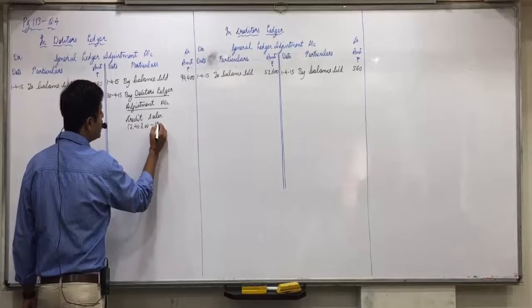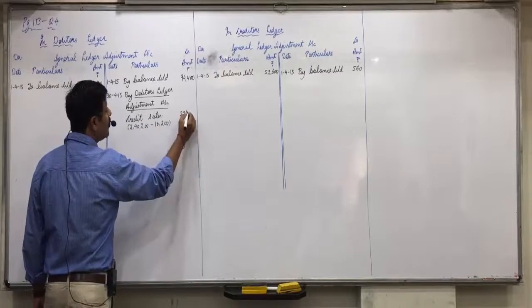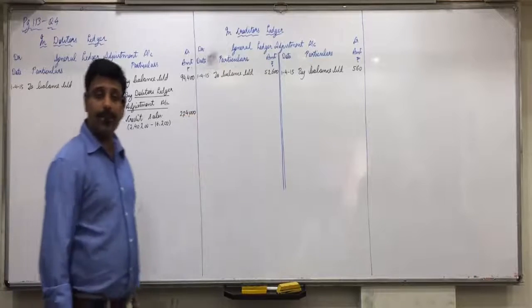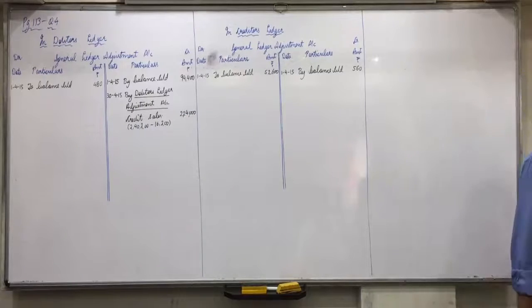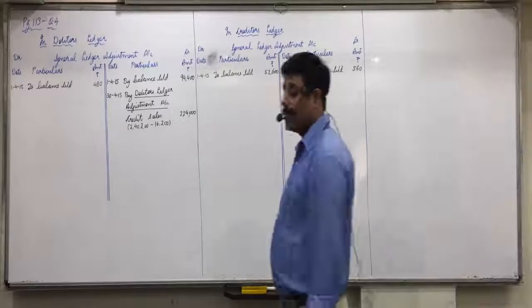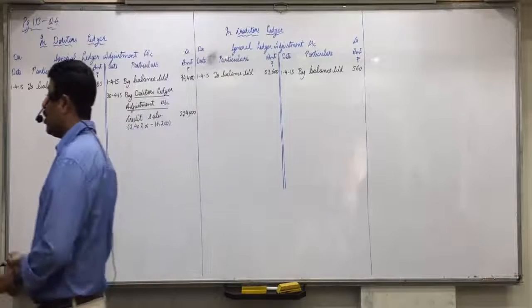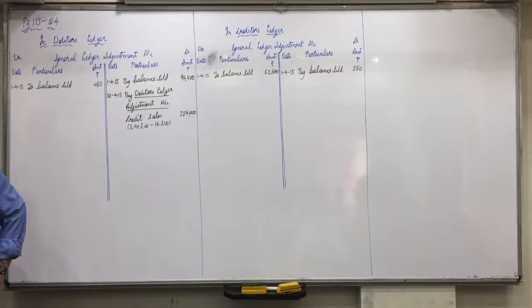2,40,200 minus 16,200, that is 2,24,000. Understood this? And cash sales won't be recorded. So in the notes you will write: following balances will not be recorded in the above ledger accounts.